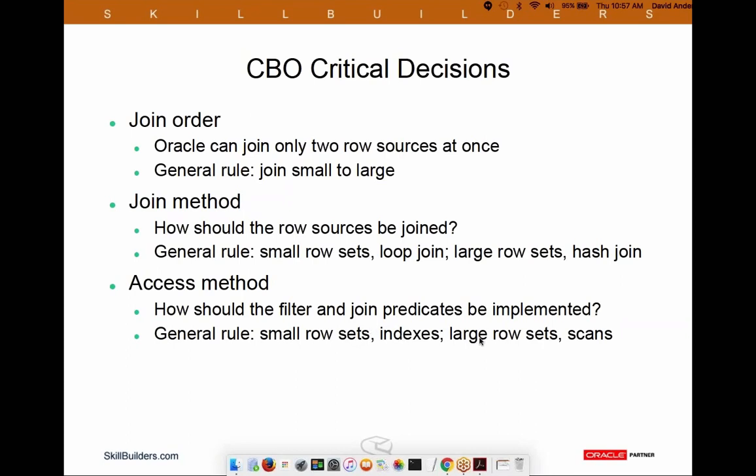However, if my query is simply select asterisk from customer, I want to see a full table scan. There's no filtering. So why should I involve an index? It would just slow the process down. Or how about this one? Select asterisk from customer where state is equal to Connecticut. If 95% of my customers are in Connecticut, why would I want to use the index to go get those customers? Again, it would just slow the process down. I'm going to get 95% of them anyway.